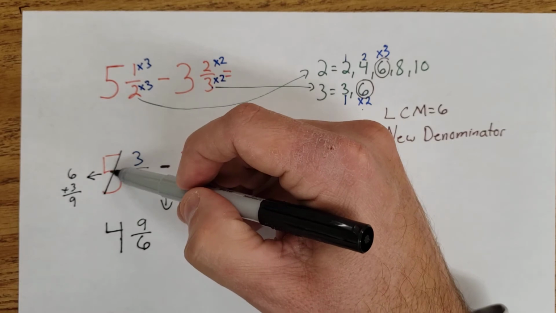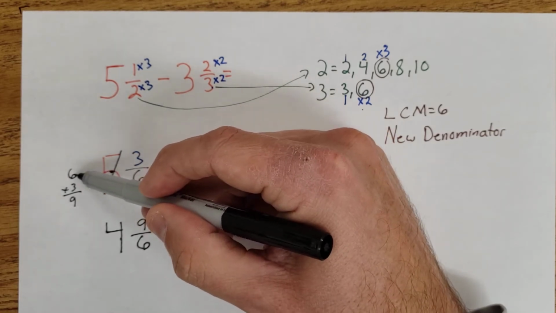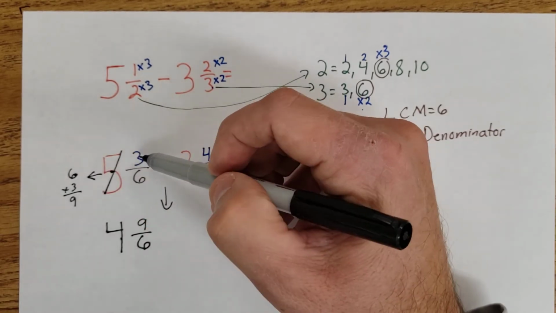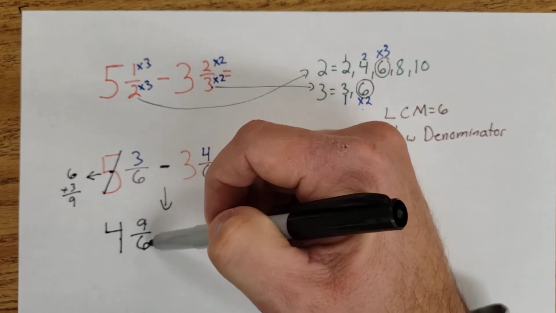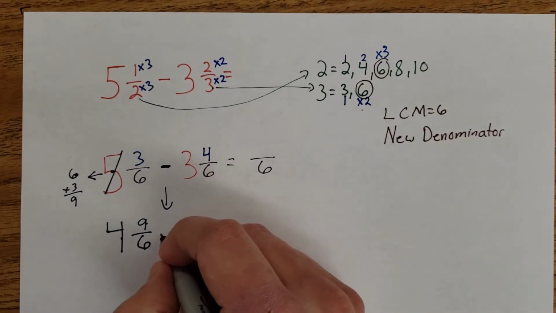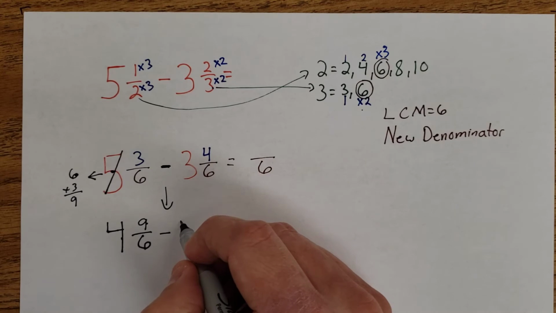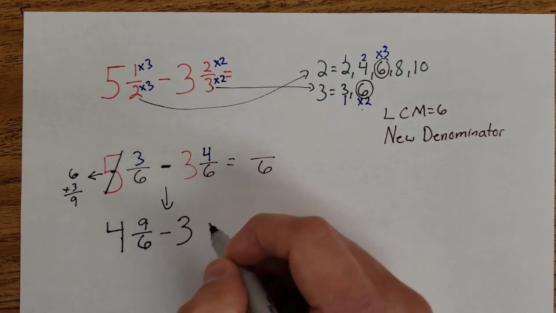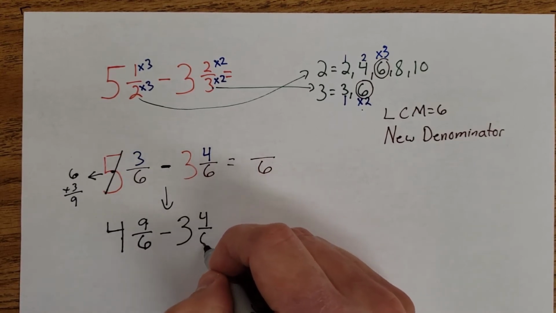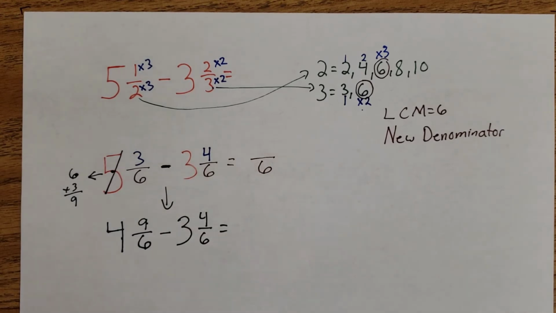When I took that 1 away, it actually gave me 6 extra little pieces. So those 6 plus my 3 gives me 9 on top, and my denominator stays the same. My second fraction and whole number is just fine. I can keep that exactly the way it is. And now we can actually do our subtraction.